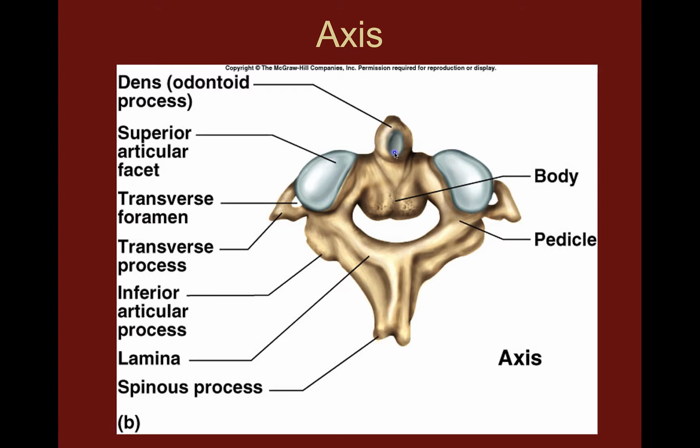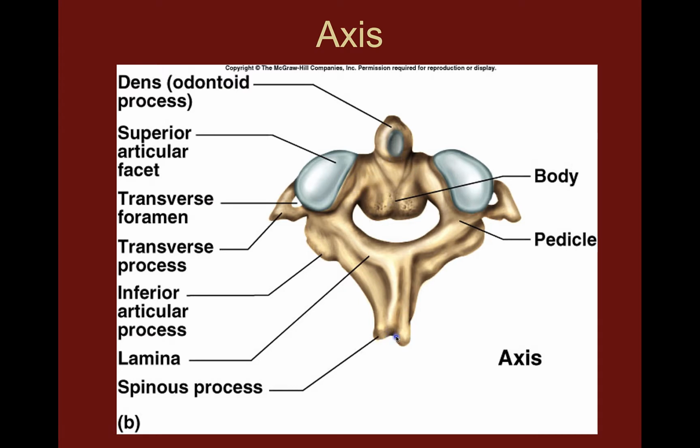The axis, some structures on the axis then to know about. We just mentioned the dens. Again, the articulating facets, transverse foramen and process. And then we've got our inferior articular process that you can see. And we do now see that lamina and the pedicle, and we do see a body that exists for the axis.